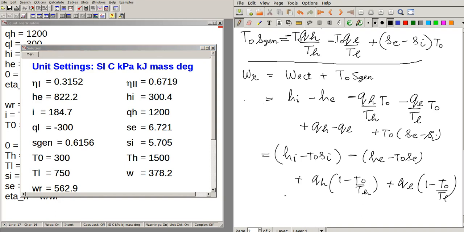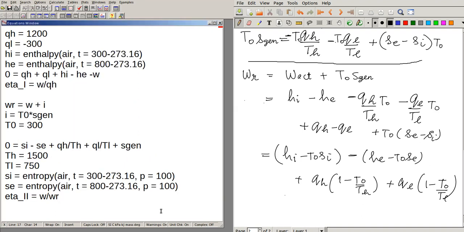So the derivation and the problem should make the ideas of the first law and second law efficiency very clear.